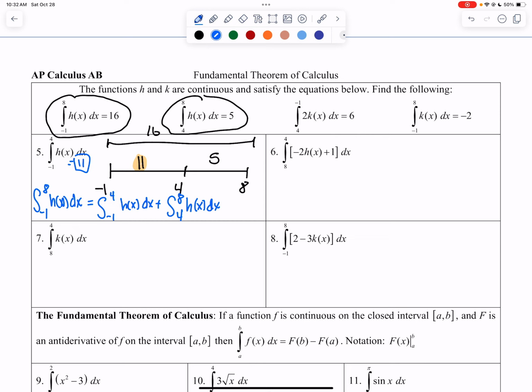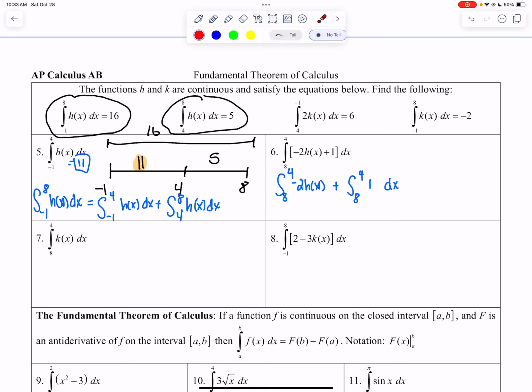Okay. We're going to do the same thing with number 6, where we have the integral from 8 to 4 of -2 h of x plus 1 dx. I am going to split this up into two integrals because I have two terms right here. So I have the integral from 8 to 4 of -2 h of x plus the integral from 8 to 4 of 1 dx.